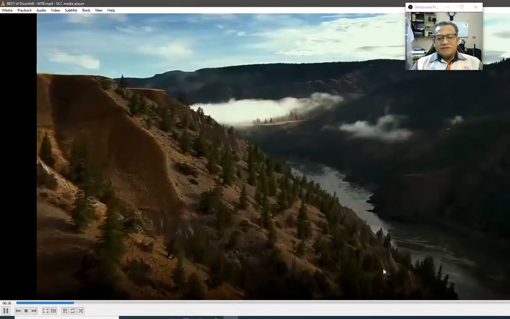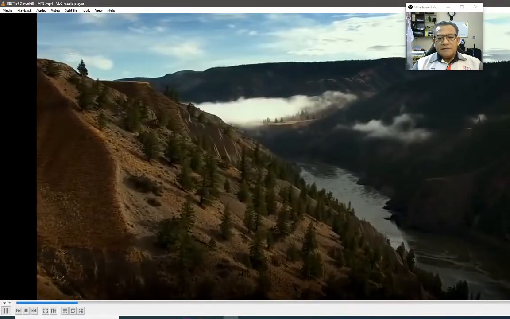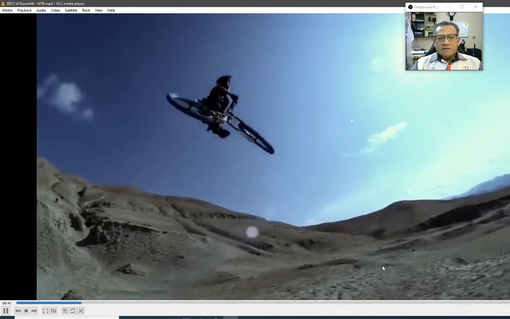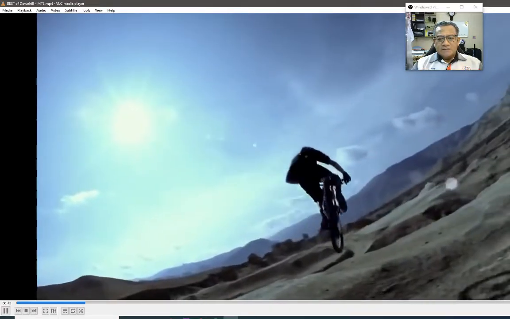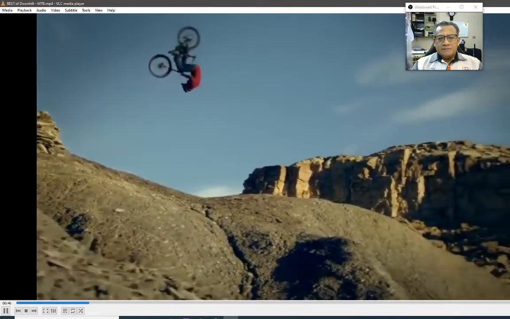So this is a very extreme use or extreme application of the mountain bike. Mostly it is for recreational and sporting purposes.